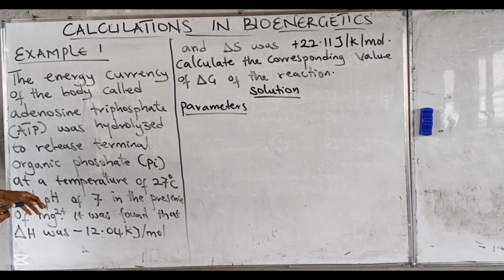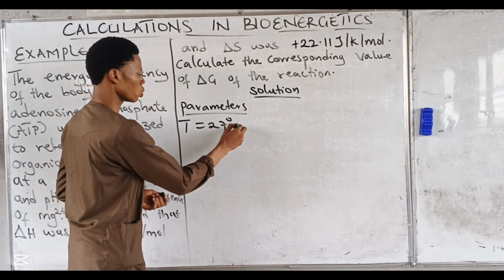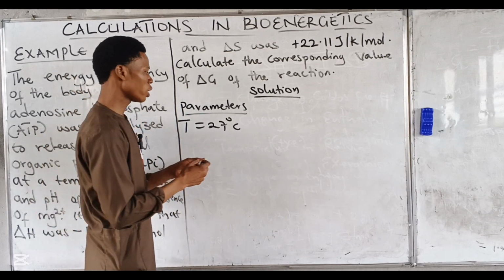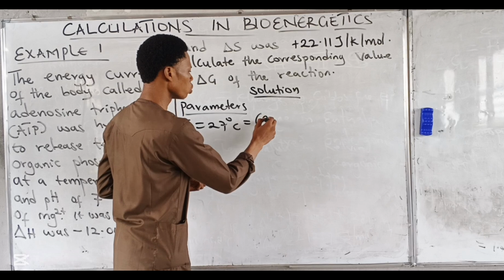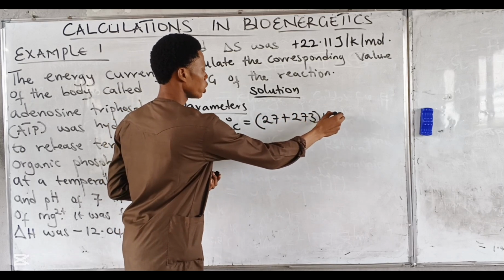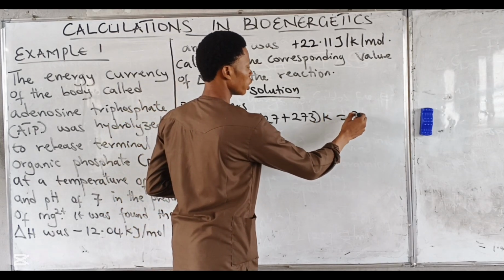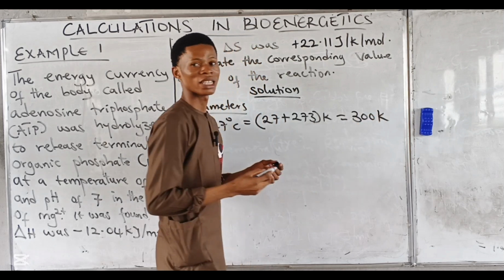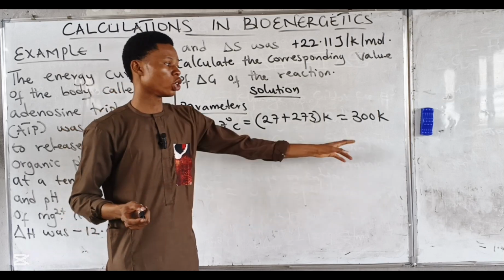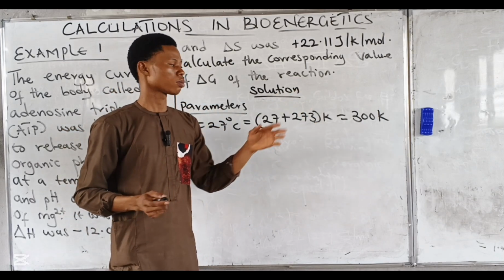Temperature, right? So T, we are given 27 degrees Celsius. But you agree with me that in calculation, you don't use Celsius, but use what? Kelvin, right? So to convert this to Kelvin, 27 plus 273 will give us 300 Kelvin. Please, there's nothing like degree Kelvin. You don't say 300 degree Kelvin, it's wrong. You say 300 Kelvin. It's only in Celsius you add degrees, or Fahrenheit.